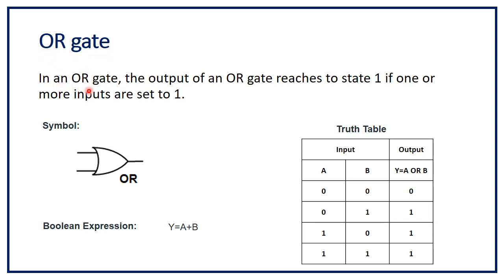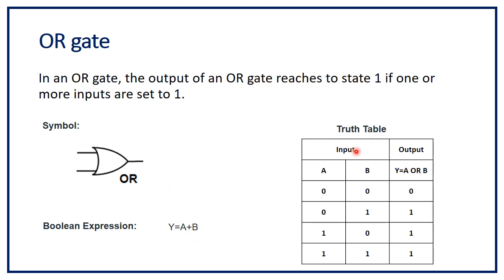OR gate. In an OR gate, the output of OR gate reaches 1 if 1 or more inputs are set to 1. Means if we have an OR gate and it has 2 inputs, if any one input is 1, then your output will be 1. Symbol of OR gate. Here it has 2 inputs, input A, input B, and 1 output, output Y. Boolean expression. Y is equal to A plus B. This is the Boolean expression of OR gate. So OR gate does the addition of 2 inputs, A plus B.